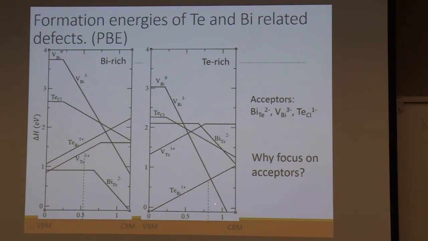And then if we're in tellurium rich, it should be somewhere still quite a way from the band edge. We wouldn't expect many defects. So it depends on which condition we're in. If we're in the bismuth rich condition, the formation energy of the lowest energy defect is about 1 eV. So we don't expect very many.